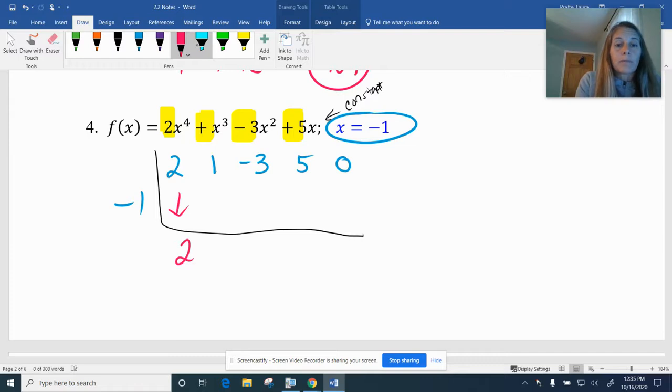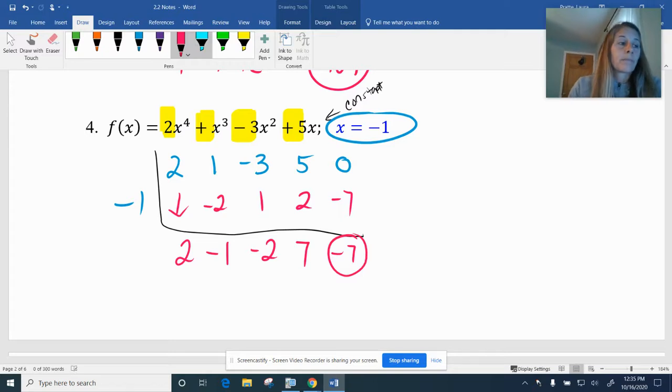Dropping down the 1, 2 times -1 is -2, adding up that next column. -1 times -1 is +1, adding up that column. -2 times -1 is +2, adding up that column. 7 times -1 is -7, adding that up, and we get -7.